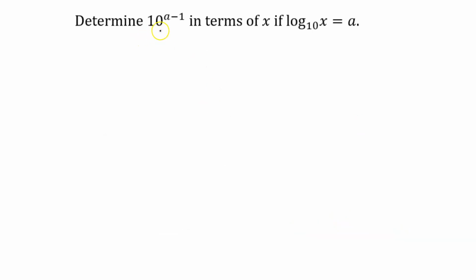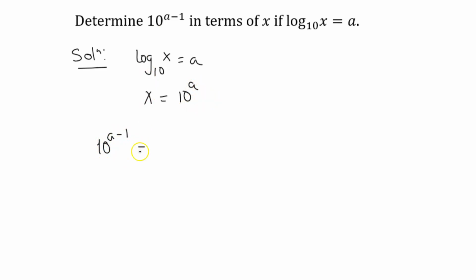Now we have to determine the value of 10 raised to the power of a minus 1. So let's begin with what we have been provided. We have log of x to the base 10 equals a. When we use the definition, that will be simply x equals 10 raised to the power of a. Now we have 10 raised to the power of a minus 1. So this will be simply 10 raised to the power of a times 10 raised to the power of -1. 10 raised to the power of a is x. So we have x times 10 raised to the power of -1, that's simply x divided by 10. So this is the final answer.